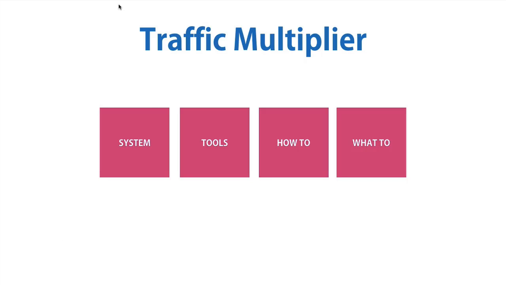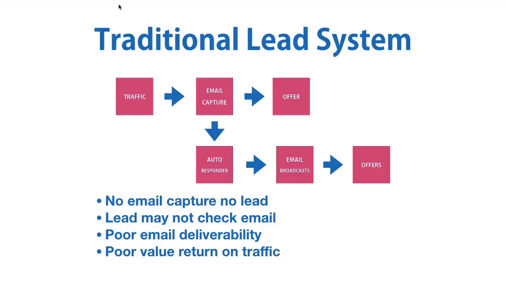Okay, so first of all, we need to talk about the traditional lead system, the lead system that you probably will have used, the system that you will have gone through, and you may have experienced some of the problems that we're going to talk about. We're going to start with traffic. Traffic is traffic. There needs to be some form of traffic that gets sent towards your web properties.